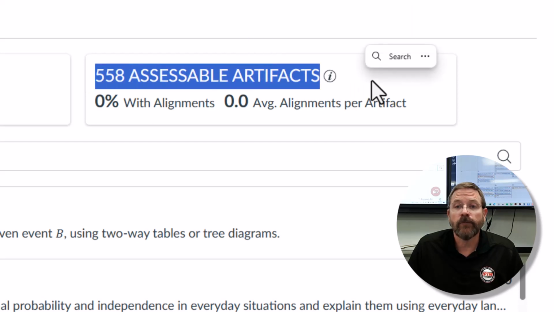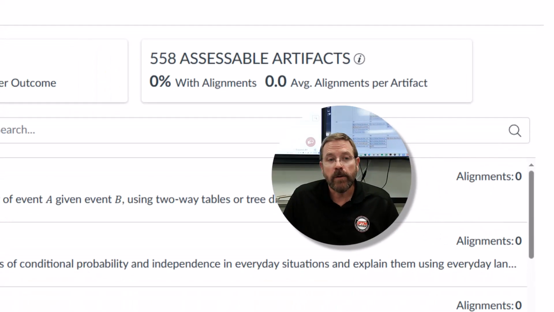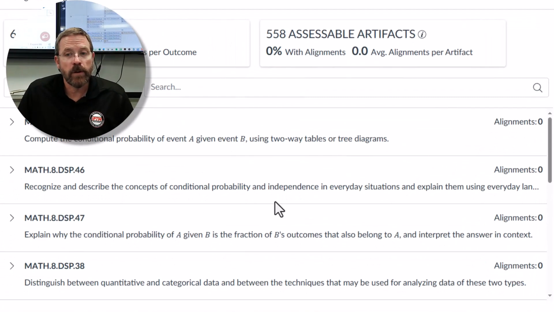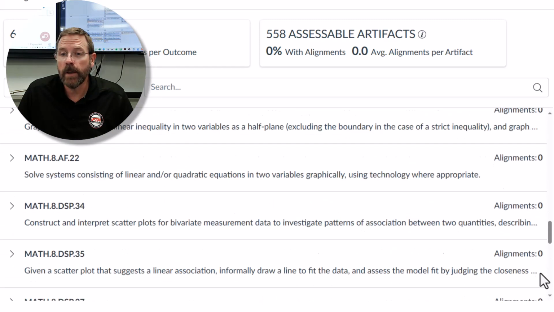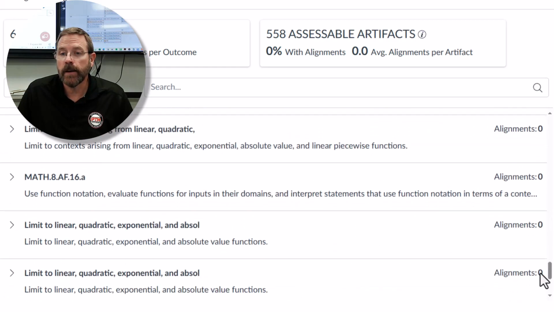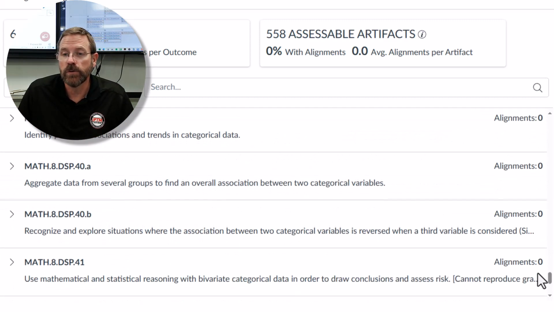558 accessible artifacts. I think that's how many different assessments I have built into this course. Yeah, I've done some work here. Or how many assessment questions, I should say, I have built into this course. Then you can see each of my standards down here on the left and what all they align to. And if we scroll down, we're going to have to go way, way, way down here. We're going to find that there's some place that I have actually aligned questions to standards.